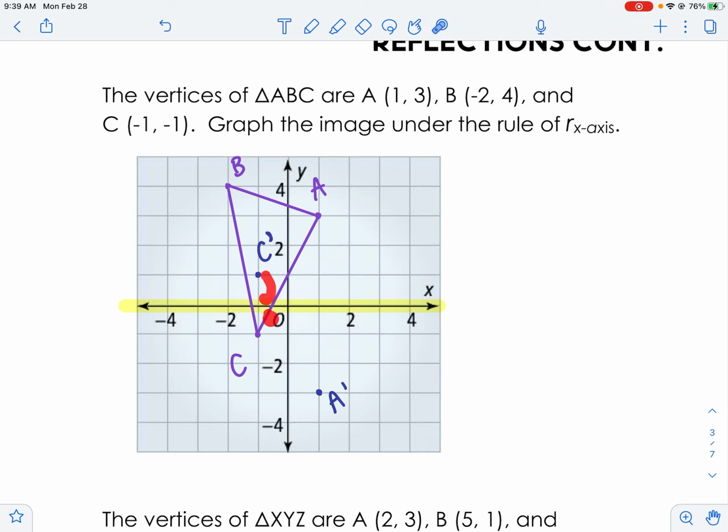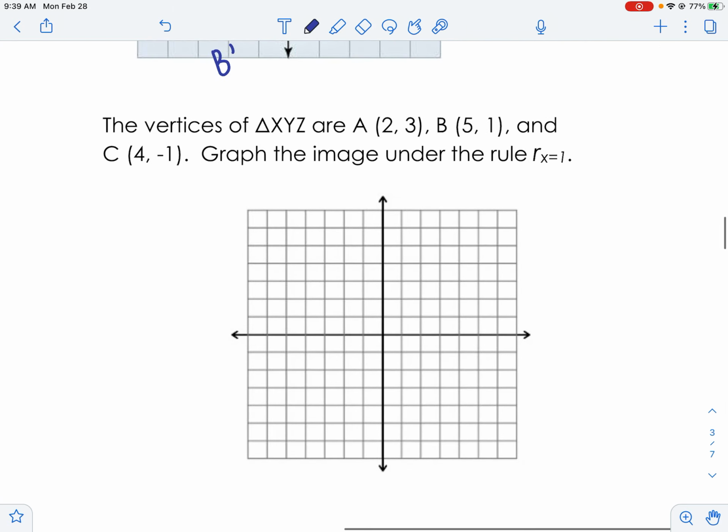It's flipping, reflection, flip sides. And if B is 4 up from the line of reflection, then B prime should be 4 down from the line of reflection. And that's it. All I'm doing is taking those points and flipping them over the line of reflection. And let's take a look at our last reflection.